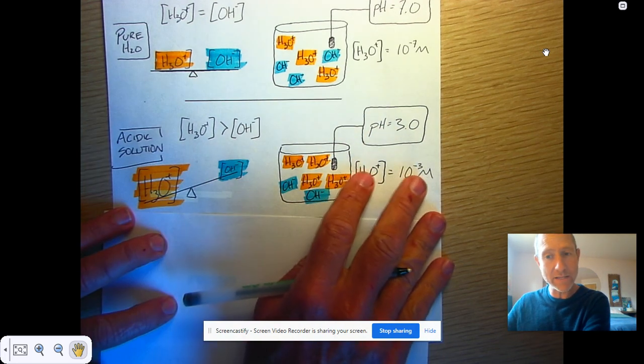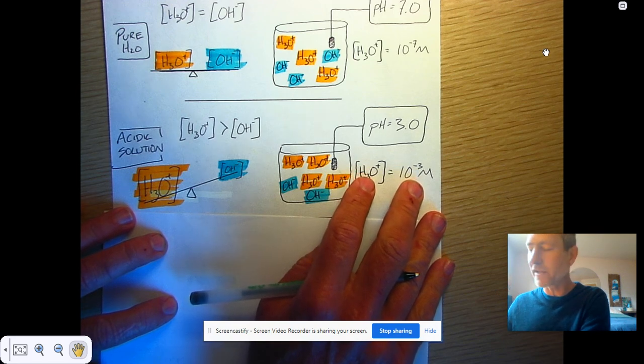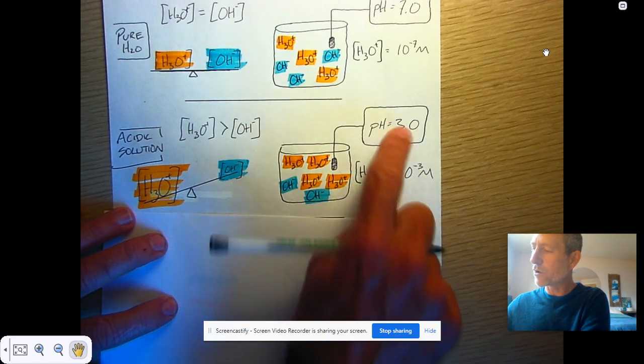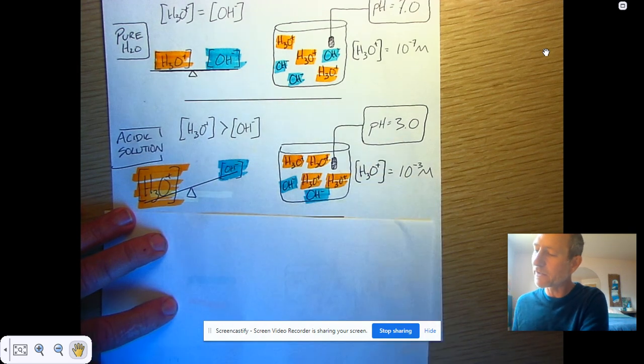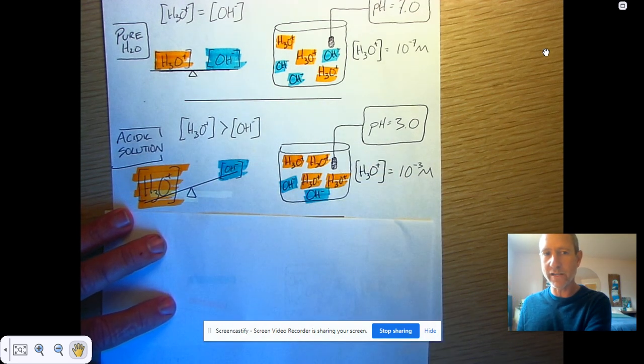I'm going to come back to this and we're going to bust out the calculator and we're going to figure out how you go from pH to hydronium ion concentration and from hydronium ion concentration to pH. That's what we're doing next time. So that's an acidic solution.